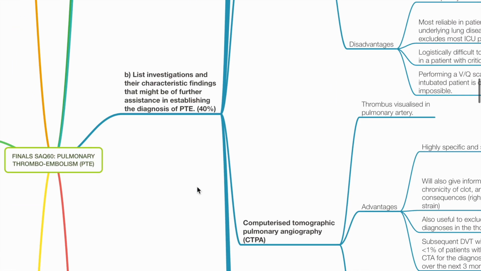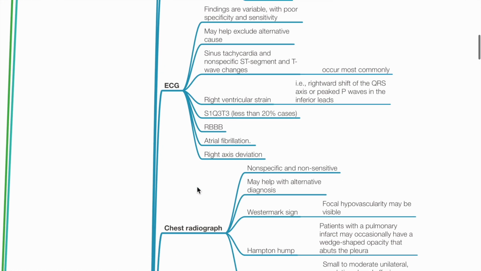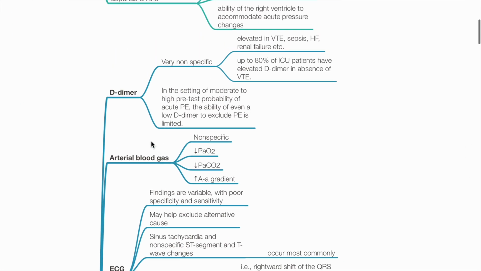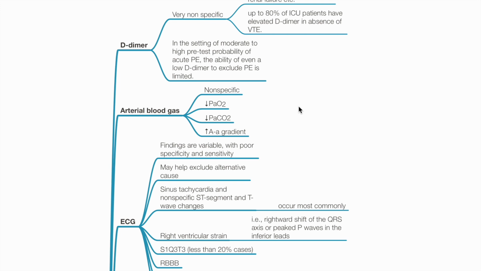B. List the investigations and their characteristic findings that might be of further assistance in establishing the diagnosis of PTE. This includes D-dimer, very non-specific, elevated in VTE, sepsis, heart failure, and renal failure. In a setting of moderate to high pretest probability of acute PE, the ability of even a low D-dimer to exclude PE is limited. Arterial blood gas results are non-specific. Possible findings include low PaO2, low PaCO2, and increased AA gradient.